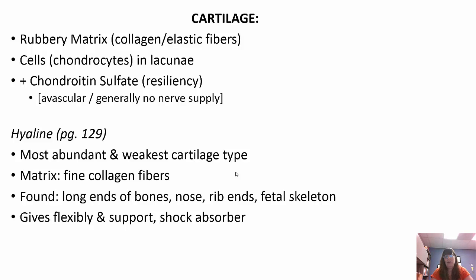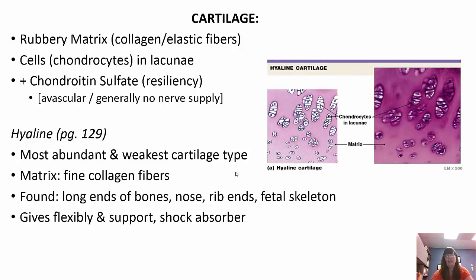The long ends of bones, the nose, the rib ends, and in a fetal skeleton, there's a lot of hyaline cartilage. Hyaline cartilage basically covers the ends of our long bones. We'll talk more about that when we get to the chapter on bones. But what it does is it gives flexibility and support and kind of absorbs shock a little bit. And there's a picture. You can see the chondrocytes inside of the spaces, which are called lacunae.